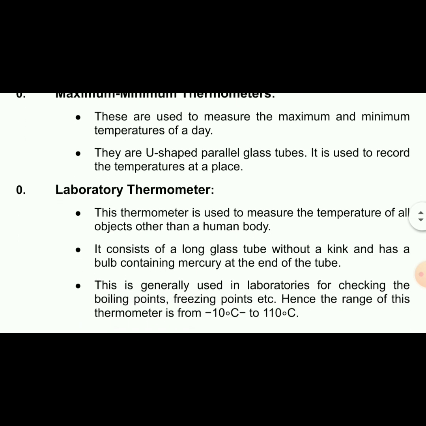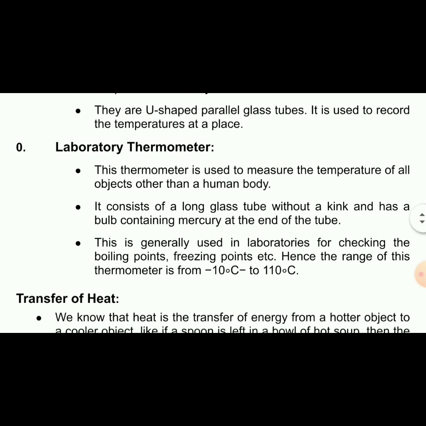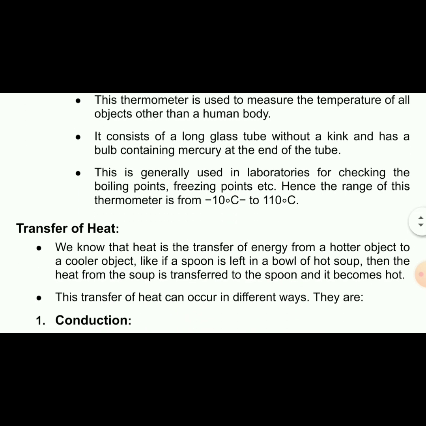The last thermometer is the laboratory thermometer. This thermometer is used to measure the temperature of all objects other than a human body. It consists of a long glass tube with a kink and has a bulb containing mercury at the end of the tube. This is generally used in laboratories for checking the boiling point, freezing point, etc. Hence, the range of this thermometer is from minus 10 degrees Celsius to 110 degrees Celsius.